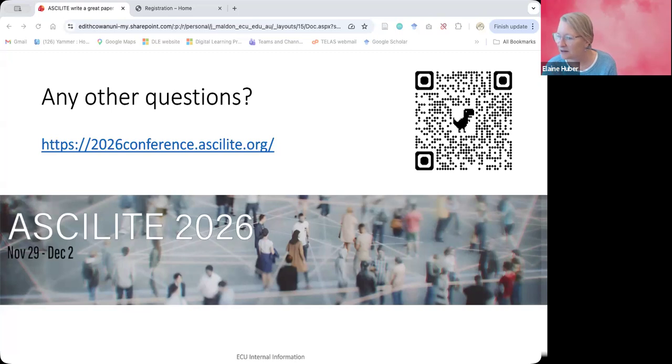Let's see. Do all writers need to be present at the conference? Oh, that's a really good question, Sophie. No, they don't. Only one member of the team needs to be at the conference to present. And actually, that goes back to the other person who asked me about posters. If you submit a poster, do you need to be there? One person on the team has to be at the conference, yes.